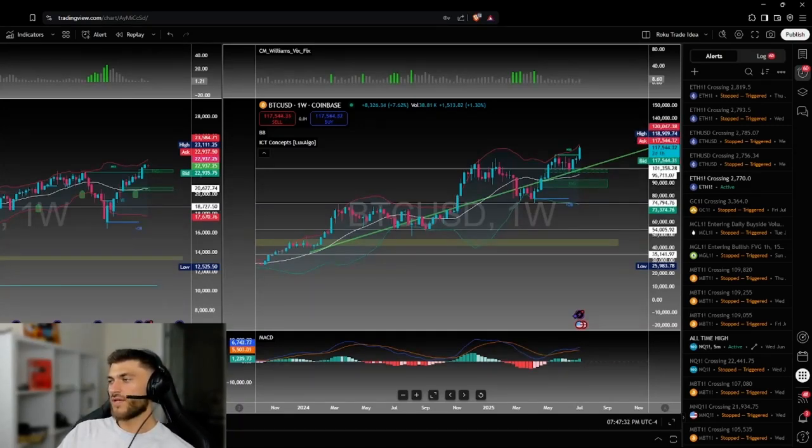So if I were to be taking a swing trade, I'd be very comfortable taking a swing trade long on Bitcoin. Am I going to go into drawdown at some point? Yeah, for sure. Maybe for the first few months of the position.